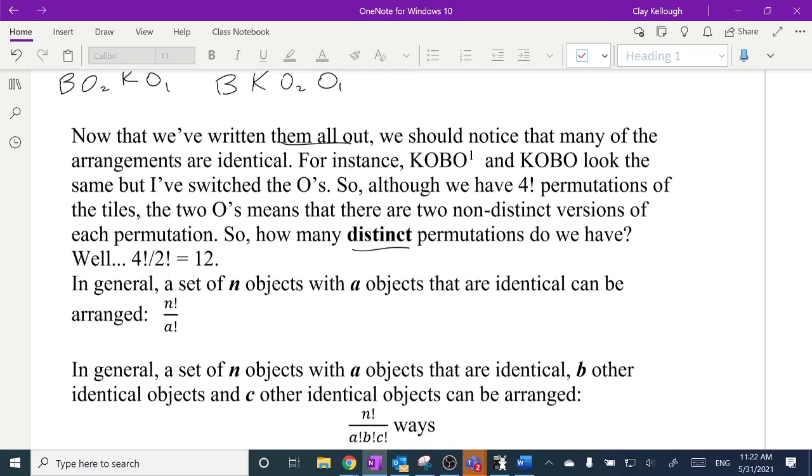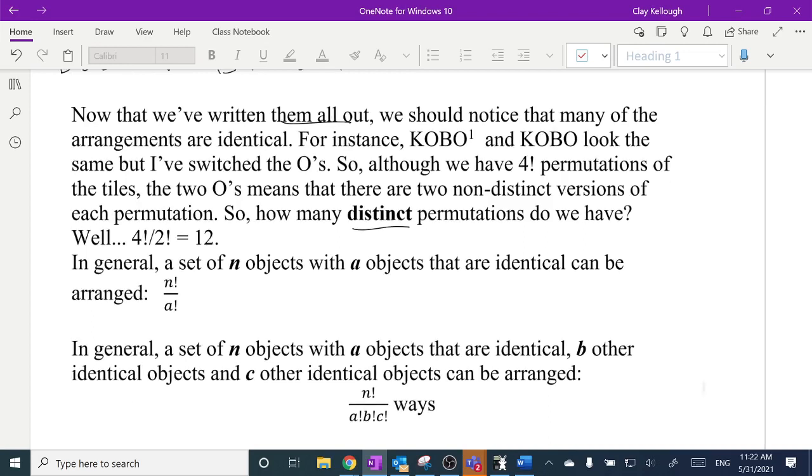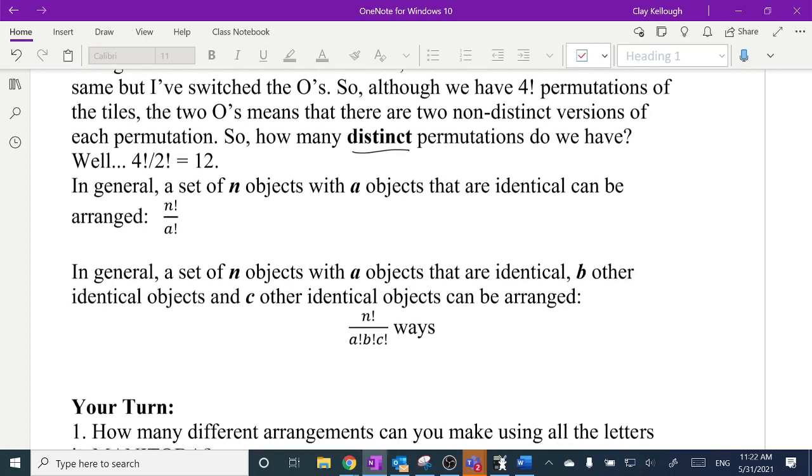In general, a set of n objects with a objects that are identical can be arranged in n factorial divided by a factorial ways. In general, again, if I have n objects with a that are identical, b other identical objects, and c other identical objects, I get this formula. N factorial divided by a factorial times b factorial times c factorial.